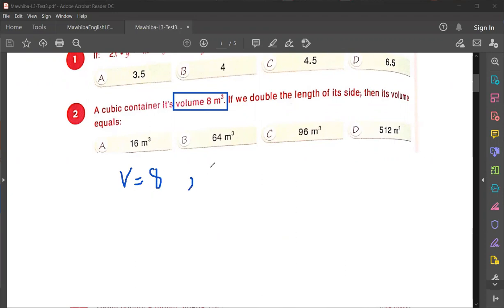what is the rule of the volume of a cube? It is L cubed, right? So what do you think now? How do you find the length of its edge? The length of the edge, yes. Yes, Riyam, right. You are right. Good. Yes.